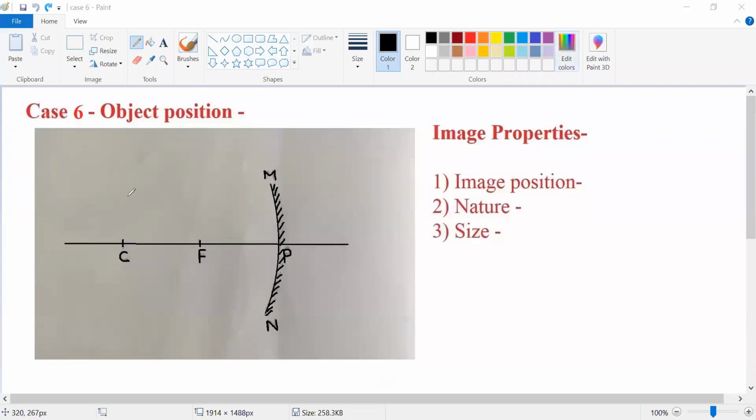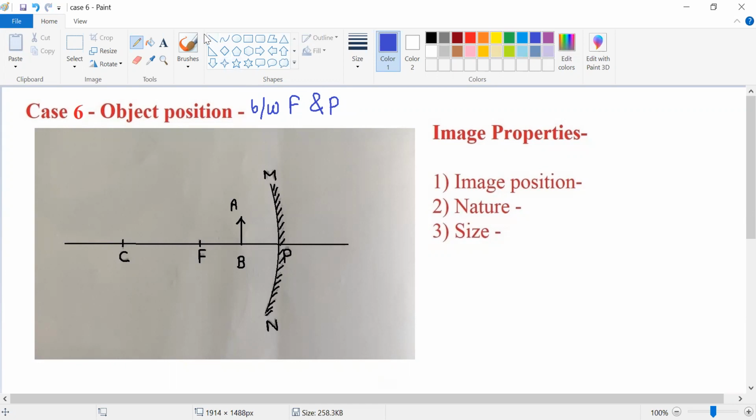Hello kids, let's learn the image formation in this case. In this case, the object is kept in front of a concave mirror between pole and focus. So keeping the object over here, labeling the object as AB. What is the object position? Object is kept between focus and pole of a concave mirror.